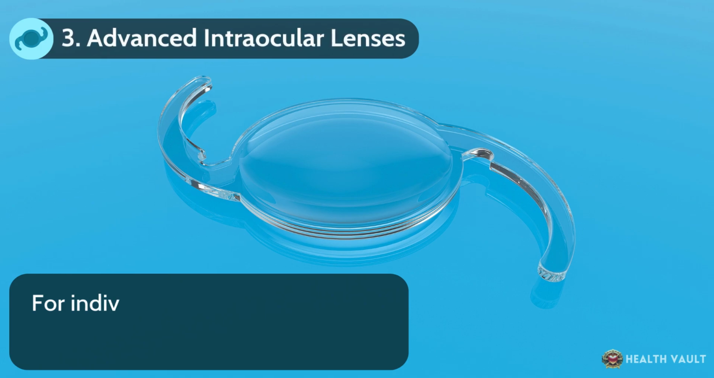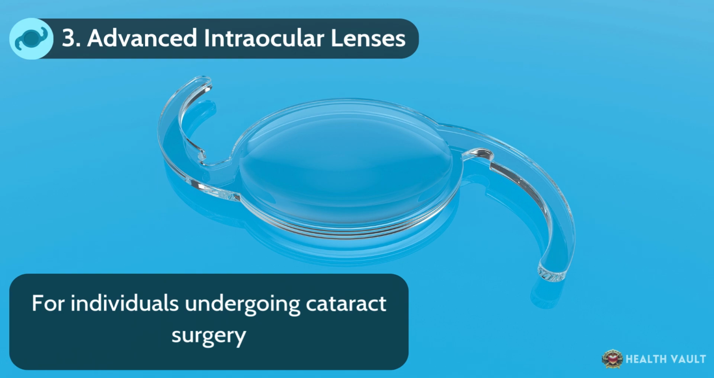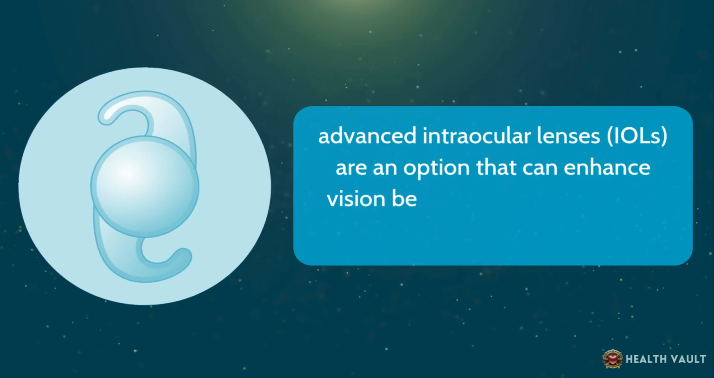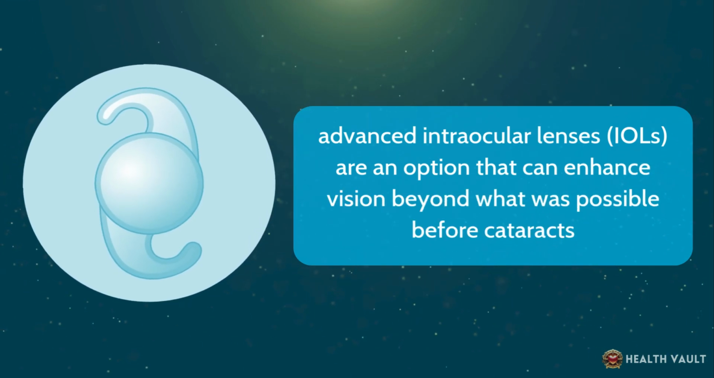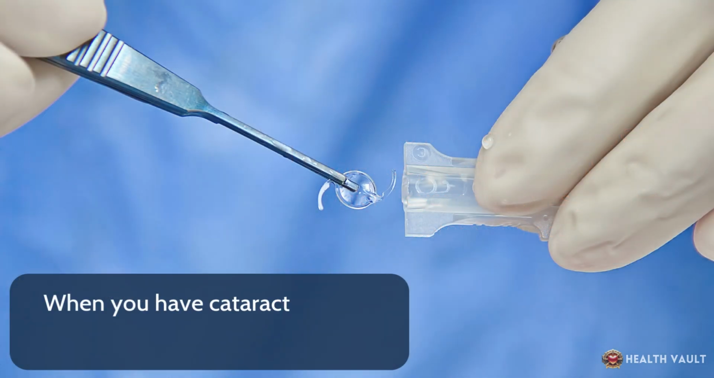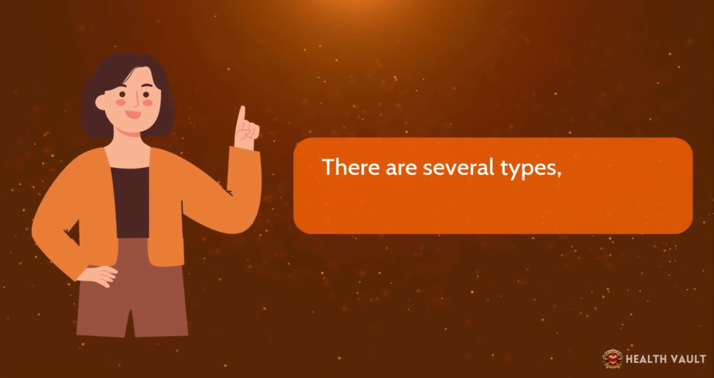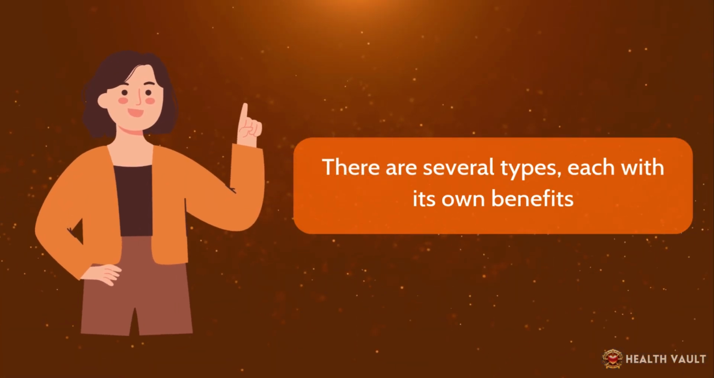Number 3. Advanced intraocular lenses. For individuals undergoing cataract surgery, advanced intraocular lenses are an option that can enhance vision beyond what was possible before cataracts. When you have cataract surgery, you'll need to choose an intraocular lens. There are several types, each with its own benefits.